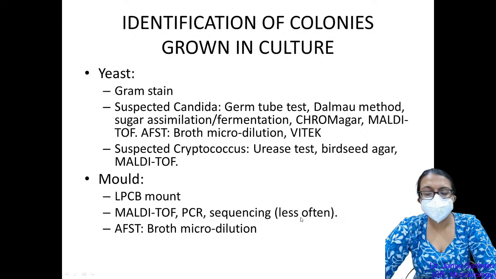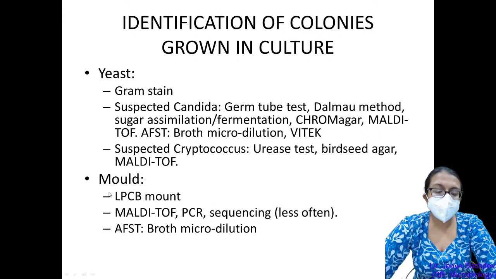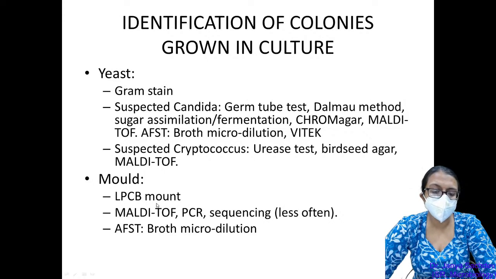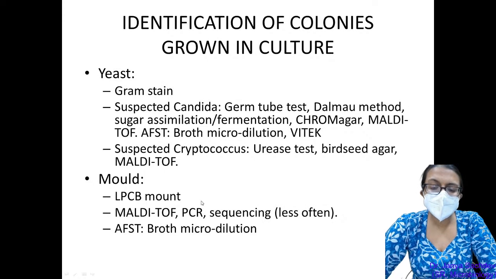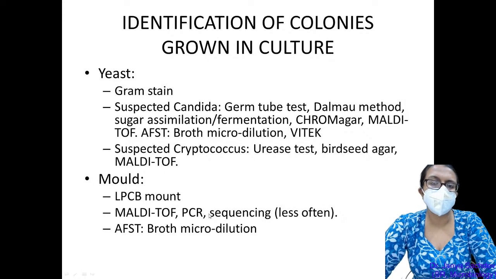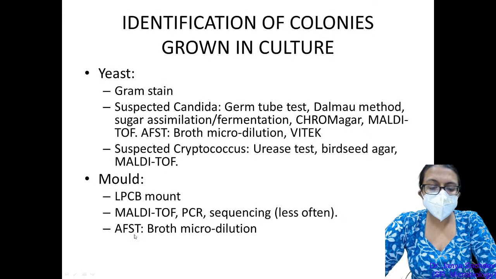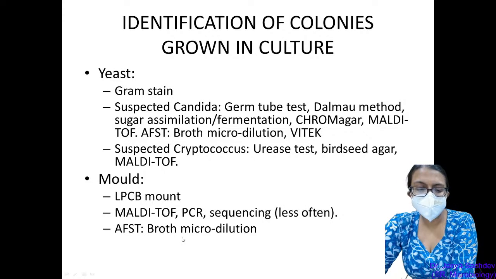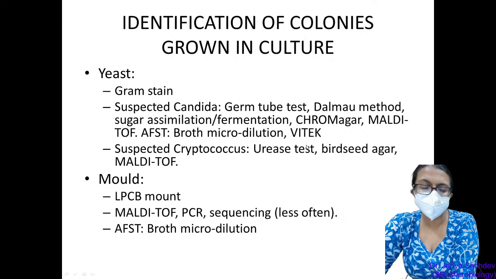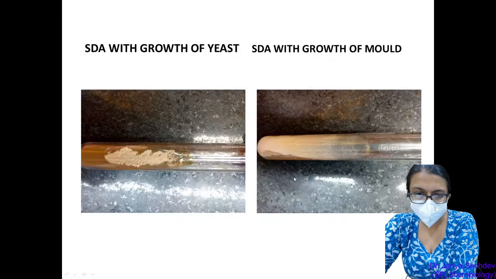We can also use molecular techniques like PCR or sequencing of the amplicons from a PCR, but that's less commonly done. Only if we are completely unable to identify a mold visually, which happens but happens rarely, then we'll shift to these methods for identification because they are quite cumbersome and quite time consuming. And we can also do antifungal sensitivity testing for molds, again by the broth microdilution method. Vitek is not used, the automated sensitivity testing is not used for molds.